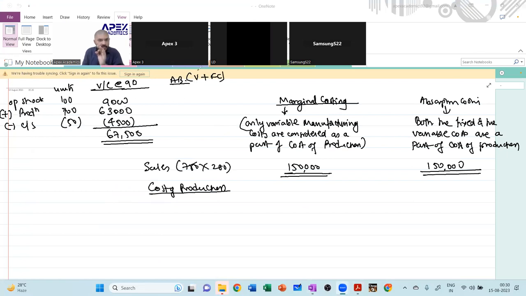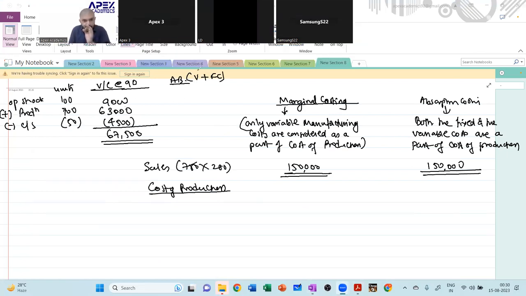So over here 90 and over here 20. Right? So 100 multiplied by 110. What is your answer? 11,000. 700 multiplied by 110. How much are we looking at? 77,000. And 50 multiplied by 110. How much are we looking at? 5,500 less.